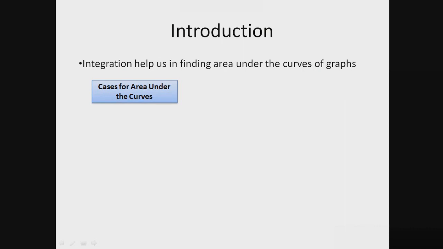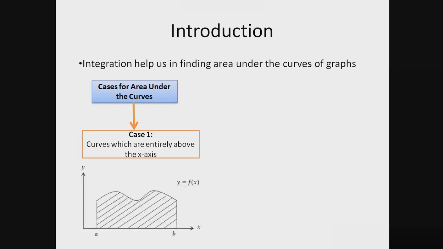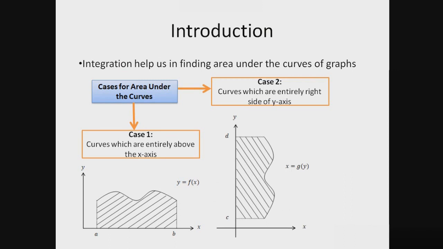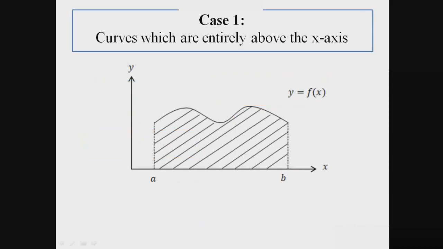Integration actually helps us in finding the area under the curve of a graph. Basically, we have two cases for area under the curve. Case 1 is the curve which is entirely above the x-axis. So basically, we have the lower limit of a and the upper limit of b. Then we have to find the region bounded by the graph curve here. Case number 2 is the curve which is entirely on the right side of the y-axis. So basically, as you can see here, the limits are c up to d. Then we have to find the region bounded by the graph curve of x equals g(y) and the y-axis. And then let's see case 1 first.